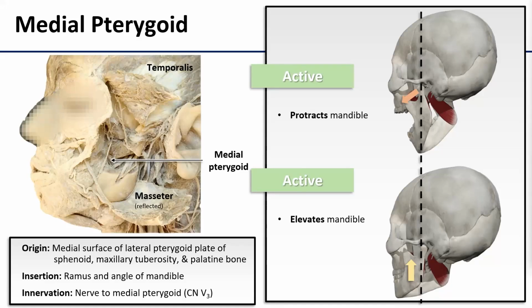This puts it in a position to protract the mandible to open the mouth and elevate the mandible to close it. Its innervation comes from the nerve to medial pterygoid, and I hope you are beginning to notice a trend here. The motor branches of V3 that supply the muscles of mastication are all going to take the same names as the muscles that they're going to.